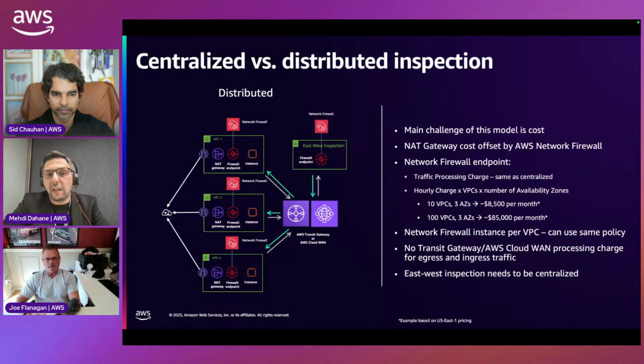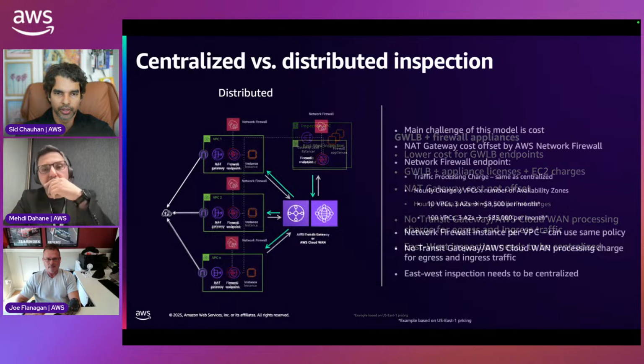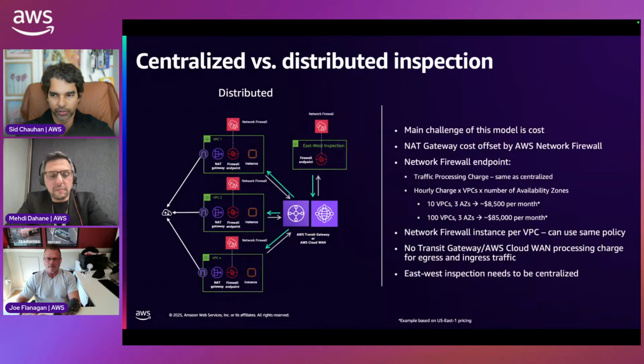east-west inspection anyways. So Mehdi, a quick one. You mentioned east-west inspection. For some of our audience members who don't understand the term east-west, can you explain what that is? Okay. So east-west is the traffic that remains within the cloud that is not going to the internet and back. So if you're going from one VPC to another, that would be considered east-west. And the traffic going to the internet and back, that's what we call north-south traffic.